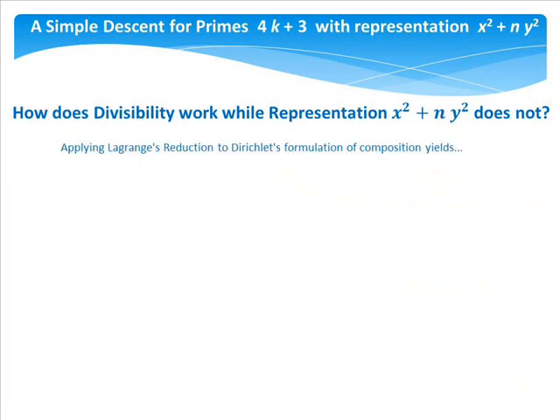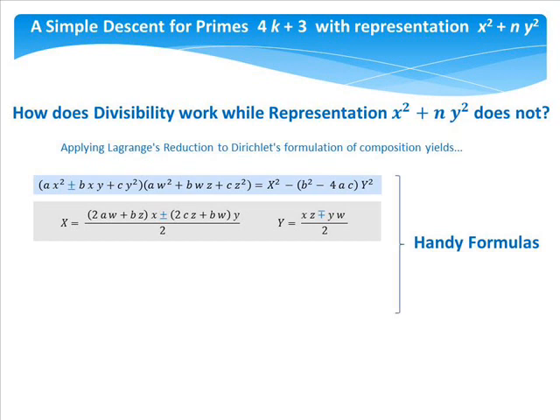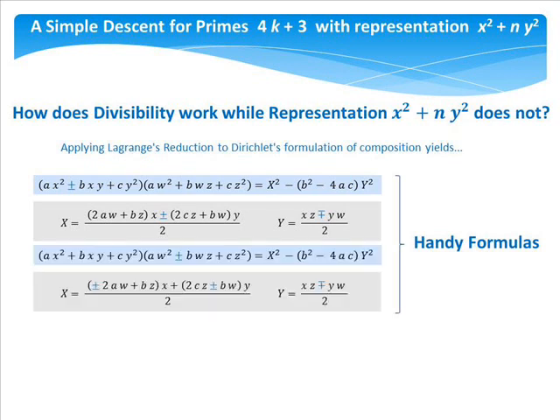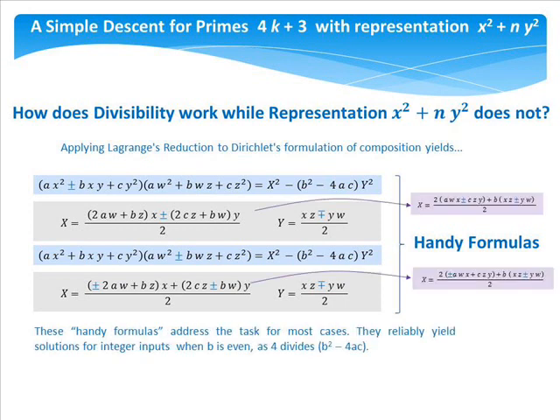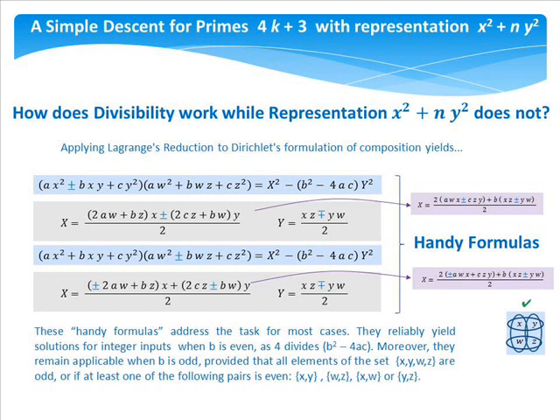Applying Lagrange reduction to Dirichlet's formulation of composition yields a couple of handy formulas. These handy formulas address the task for most cases. They reliably yield solutions for integer inputs when b is even, as 4 divides b squared minus 4 times a times c. Moreover, they remain applicable when b is odd, provided that all elements of the set x, y, w, z are odd, or if at least one of the following pairs is even: x and y, w and z, x and w, or y and z.